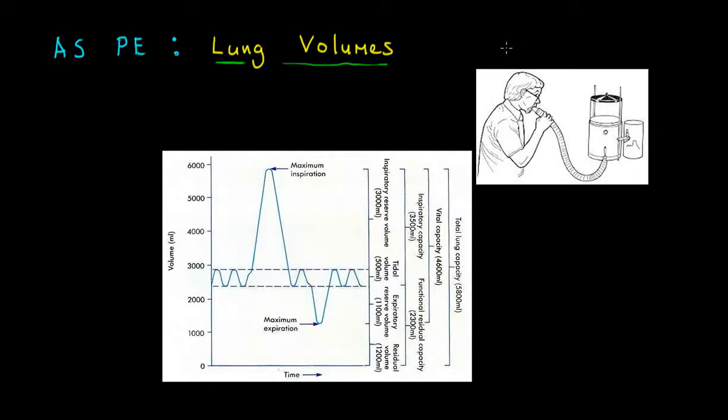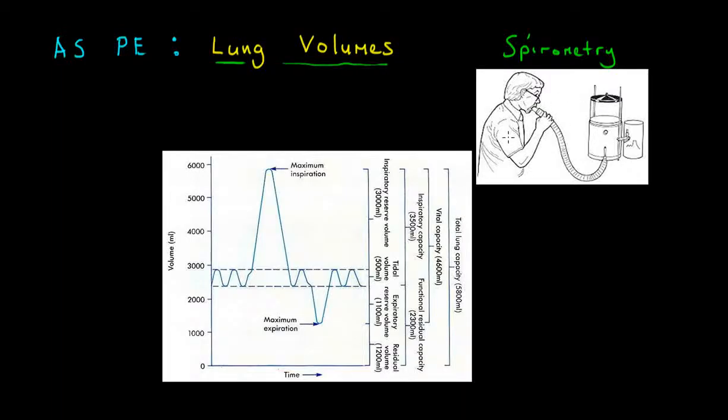I'm going to use the idea of spirometry, immediately complicating the actual subject. Spirometry is actually a measuring technique. We use a spirometer to measure the volumes, the quantities of air that are going into and out of the lungs. And you've got the setup here.